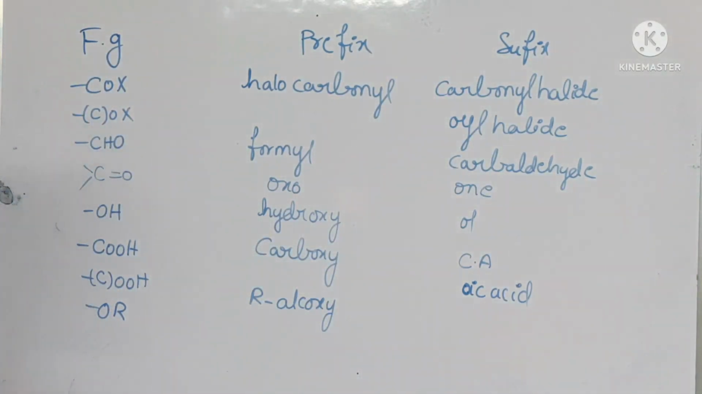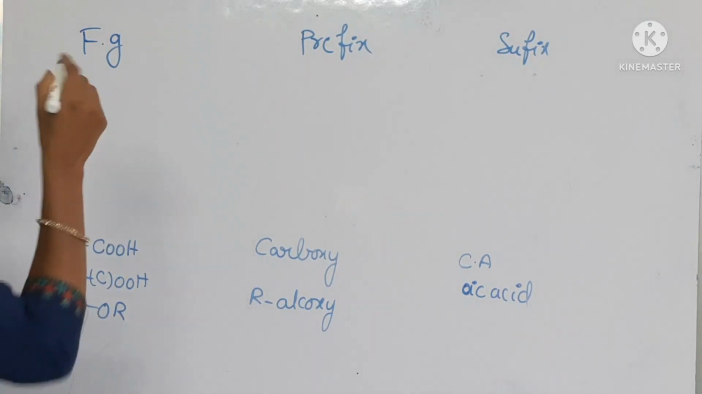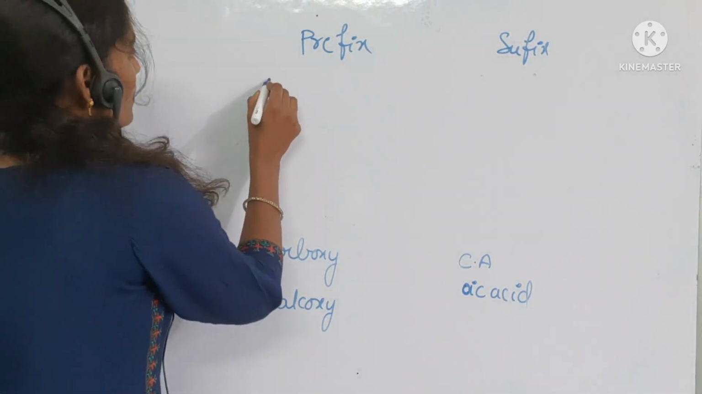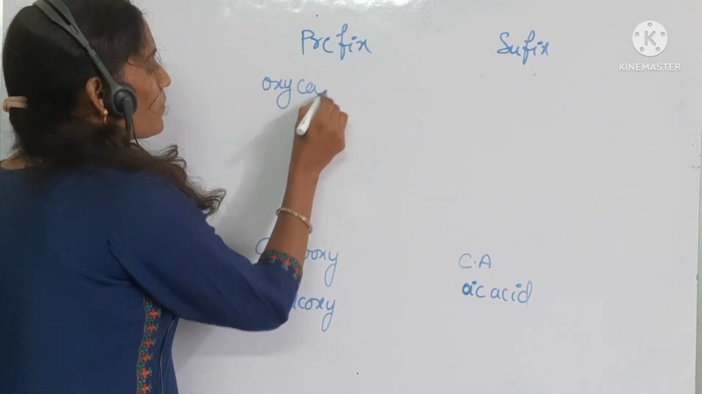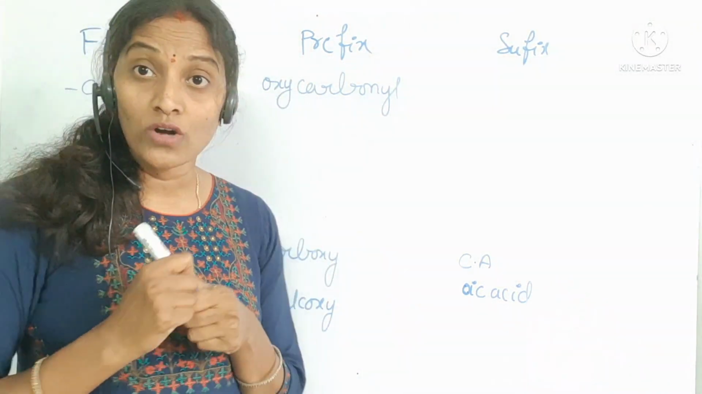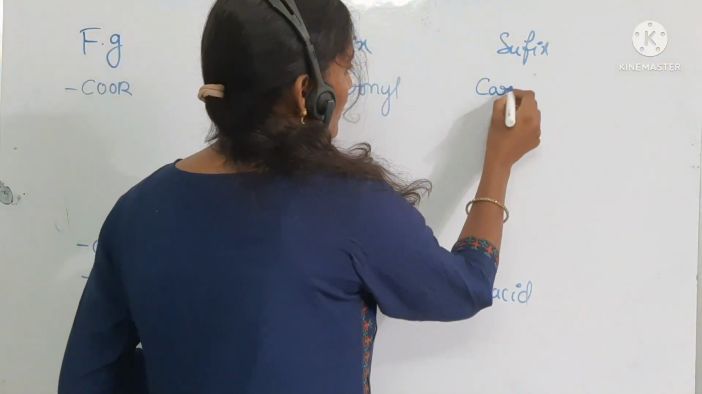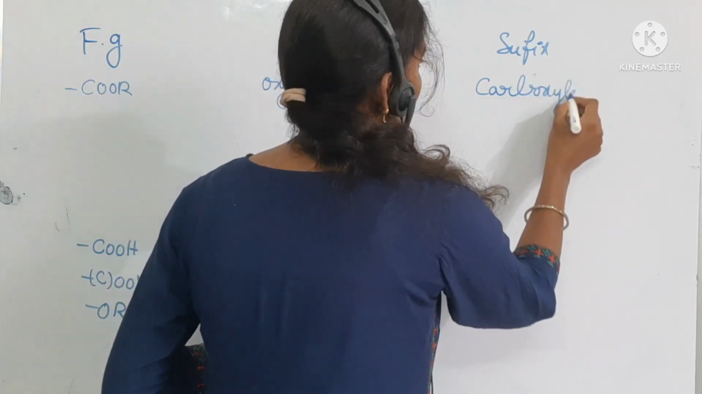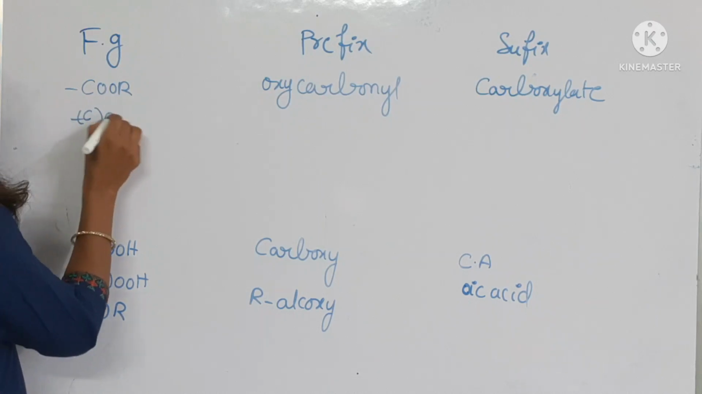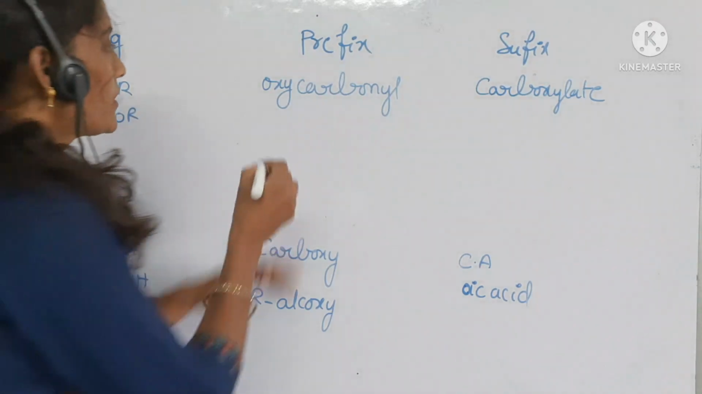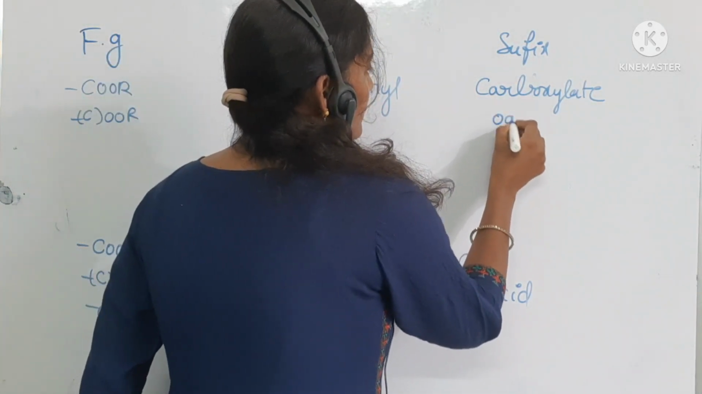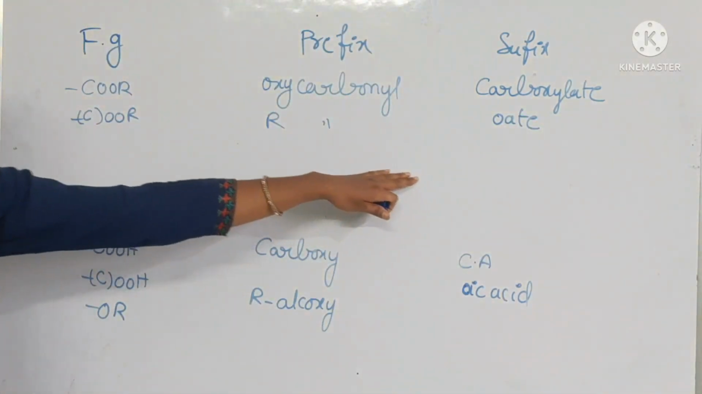We can see some more functional groups. Next one is the esteric functional group. You can take oxycarbonyl for prefix, carboxylate for suffix. Here, if the carbon atom is part of the main principal chain, you call it R-oate.